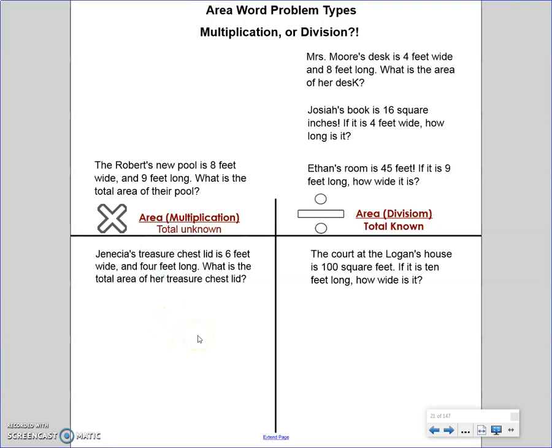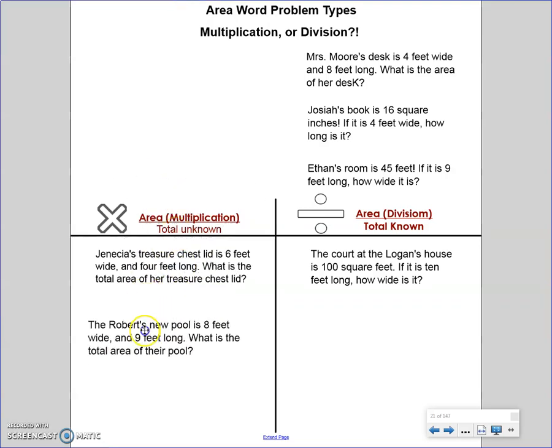The Roberts' new pool is 8 feet wide and 9 feet long. What is the total area of this pool? I notice that we do not know the total area. That's what we're trying to find. So is this area multiplication or area division? You're right. Because we do not know the total, this is an area multiplication problem.